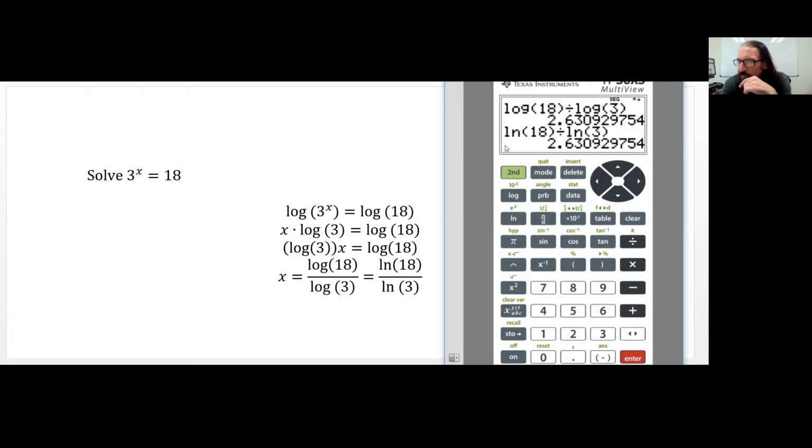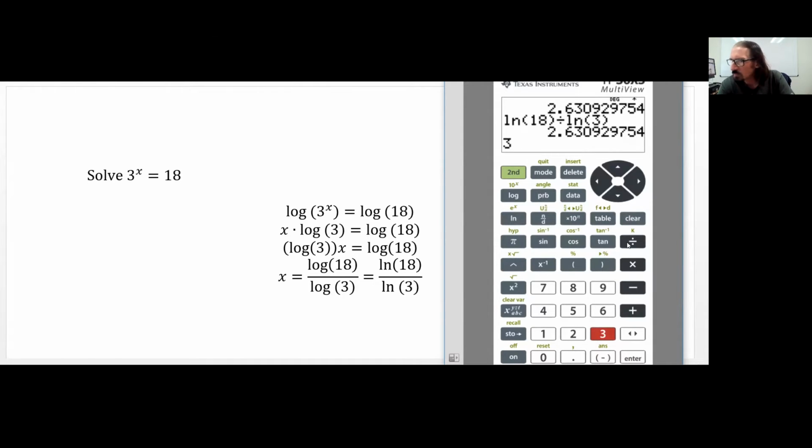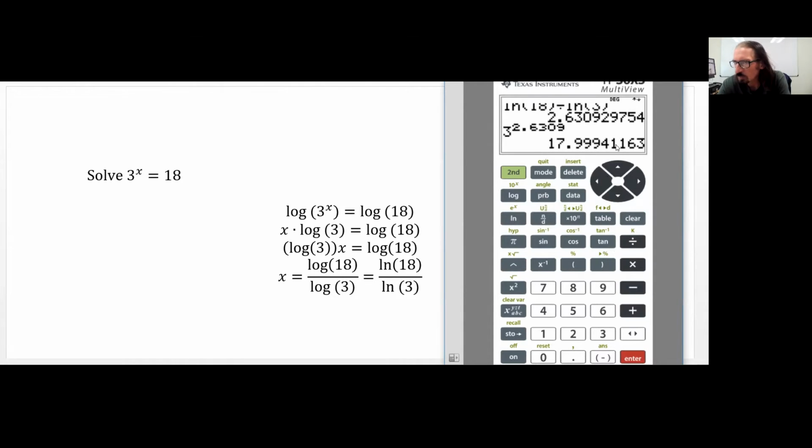Now, if I round that to 3 or 4 places, I'm going to go to 4 places. If I take 3 to the power 2.6309, then I should get close to 18. Since I've gone to 4 places, this to 4 places should be pretty close to 18. 17.9994, pretty darn close. All right, stick around for some more examples.